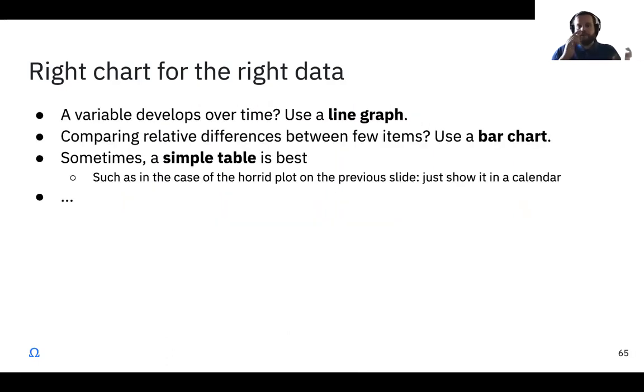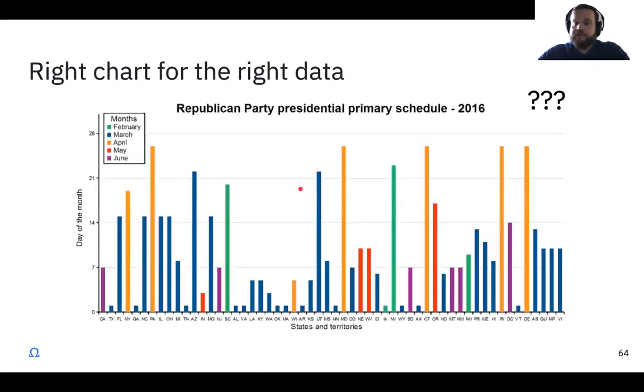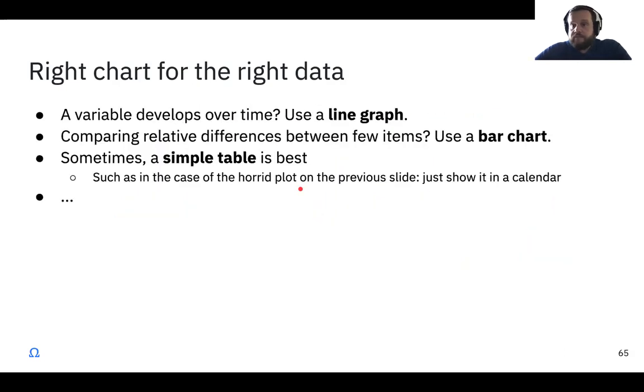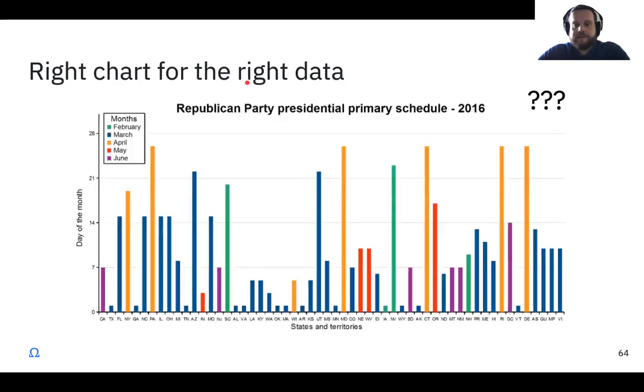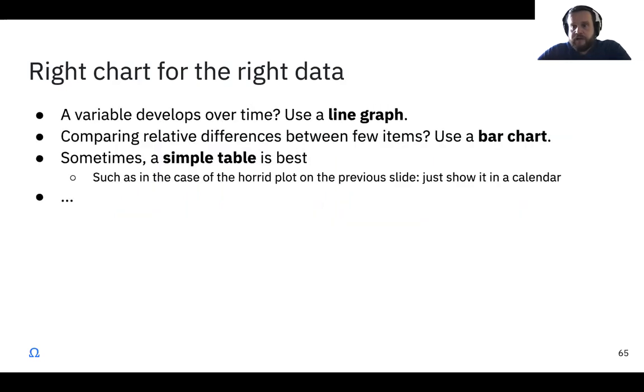So you really want to use the right chart for the right data. If a variable develops over time, you want to use a line graph. If you're comparing relative differences between a few items, use a bar chart, or a pie chart if you really know what you're doing. And sometimes a simple table is best. So in this case, if you show this in a calendar, which is a table, then you're good to go, right? This is of course a ridiculous example, but there are levels of subtle ridiculousness where you think, why didn't they just use that? So even in business graphics, you need to really think about your tools.